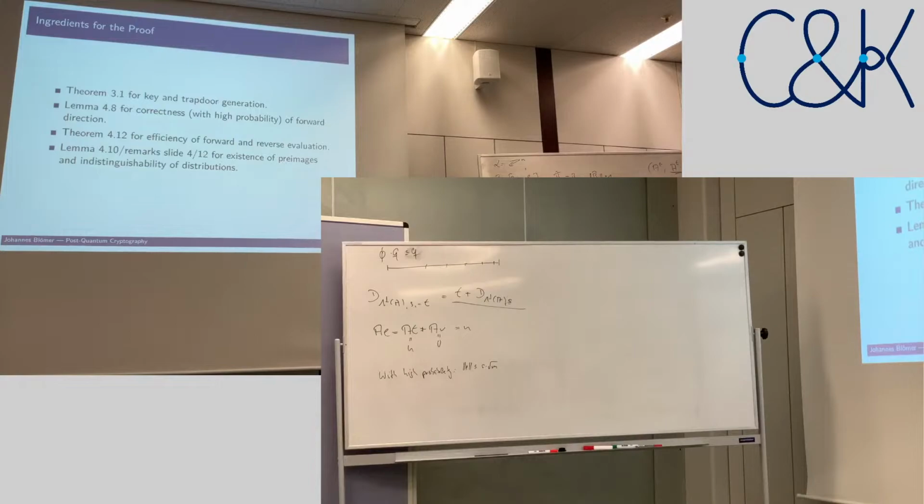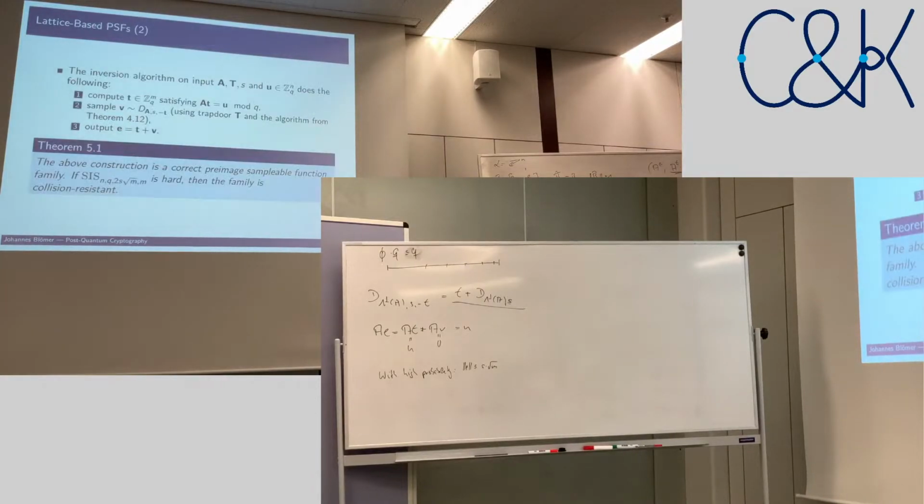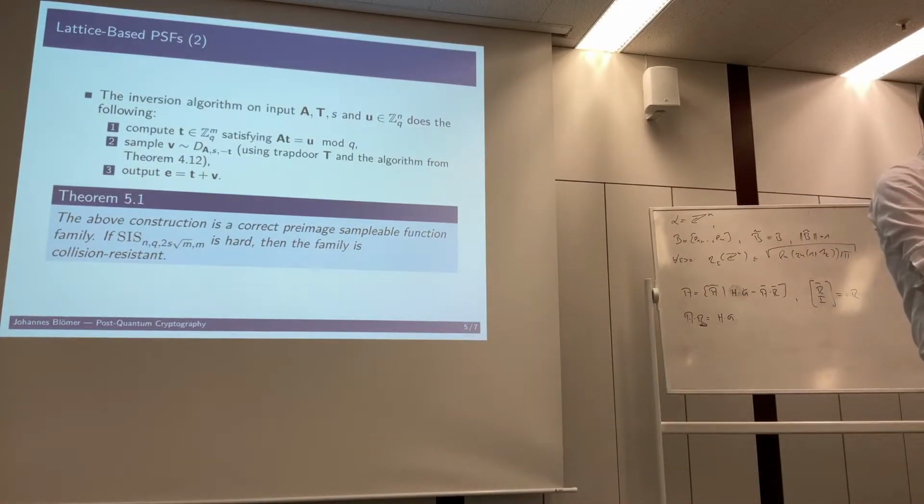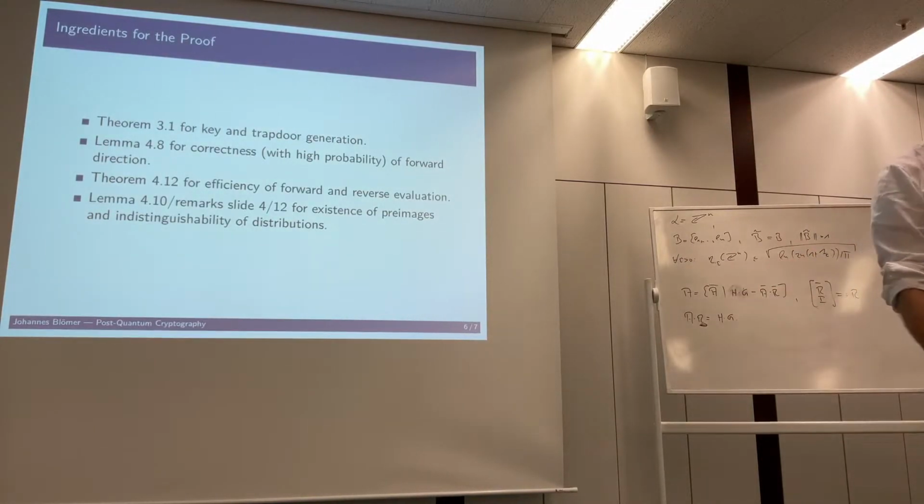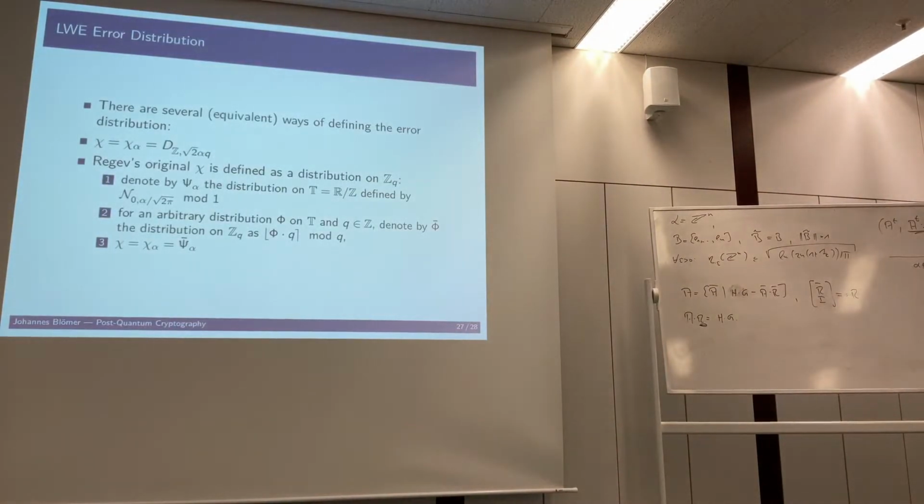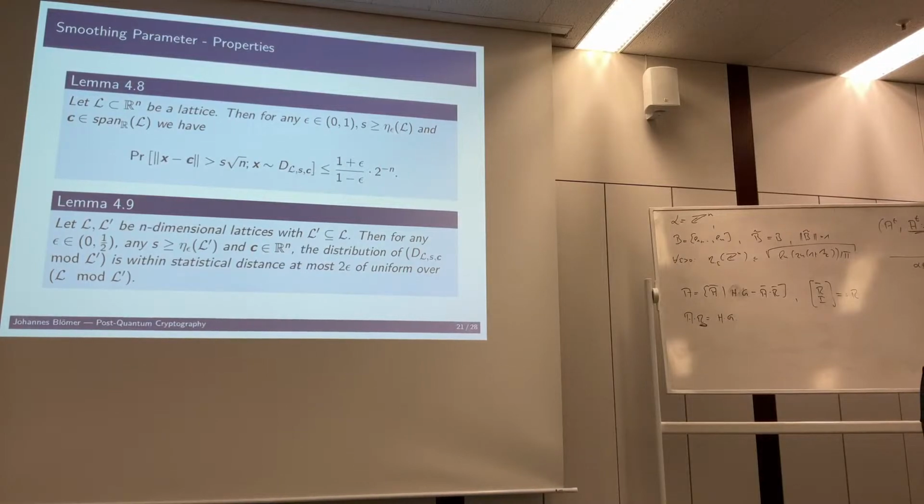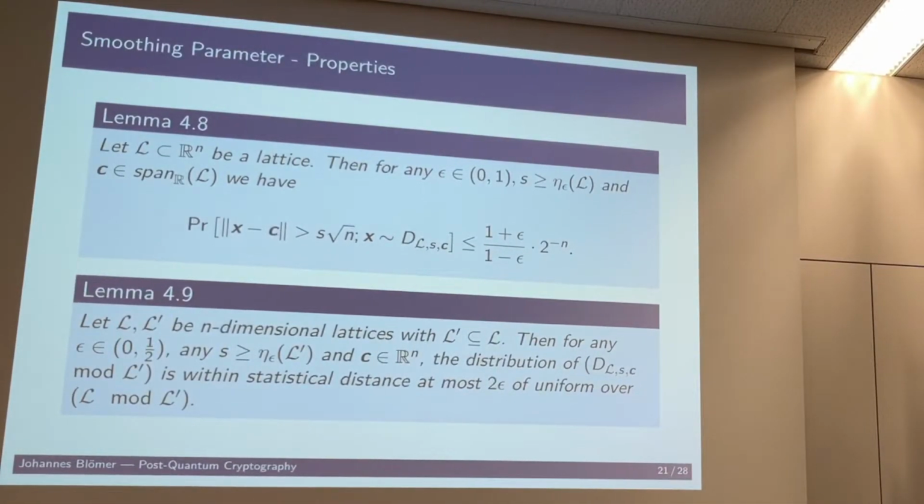Now, in the proof, what are the ingredients to prove this? First of all, obviously we need theorem 3.1 to generate keys and trapdoors. Then we also need lemma 4.8 for correctness. What does lemma 4.8 say? Let's go to it. It says that if we sample according to this distribution, we get something outside this set with small probability.